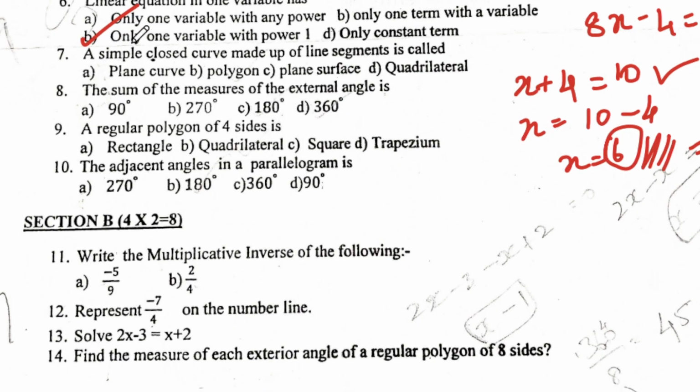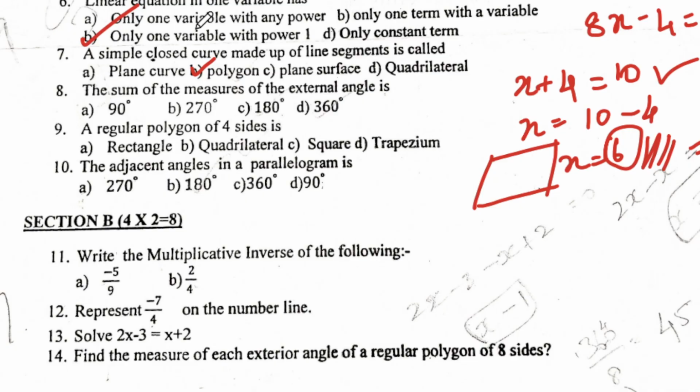Next, a simple closed curve made up of line segments is called a polygon. For example, here this is a polygon, and a triangle is a closed polygon. Okay, next.